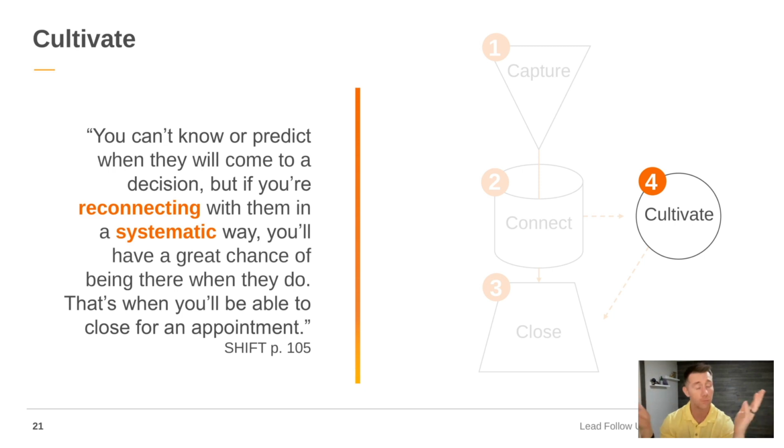But here's the thing. If you're reconnecting with them in a systematic way, you'll have a great chance of being there when they do make that decision. So that's when you'll be able to close for an appointment. It just tells us there that you won't know when they're ready to come to the decision until you reconnect with them in a systematic way. That's all it is. It's a system. All right, so let's get to close.